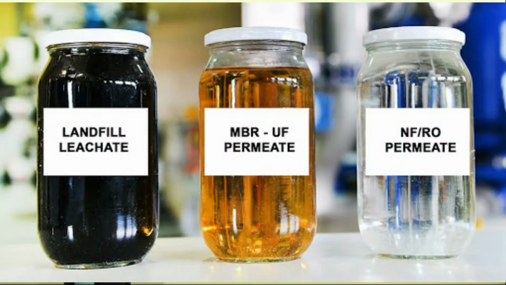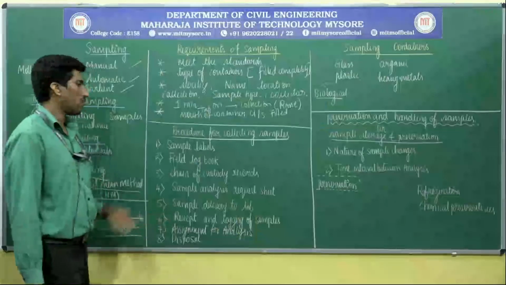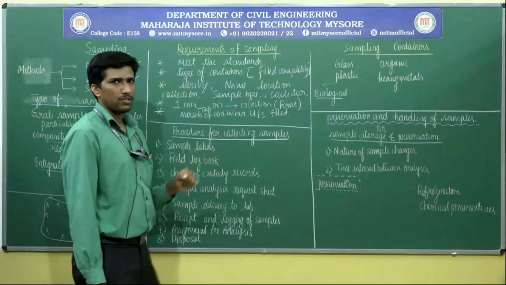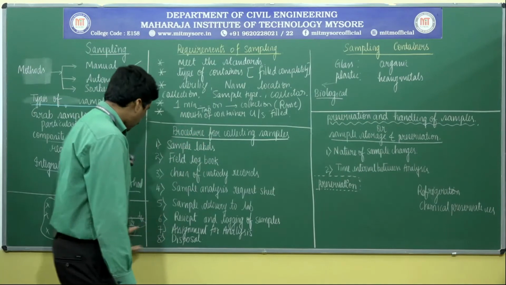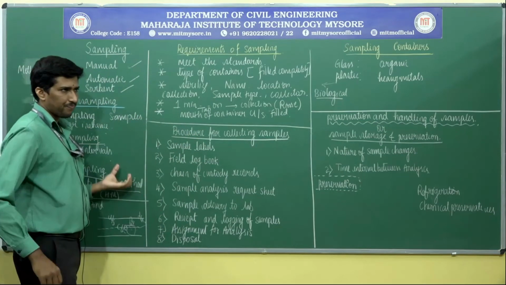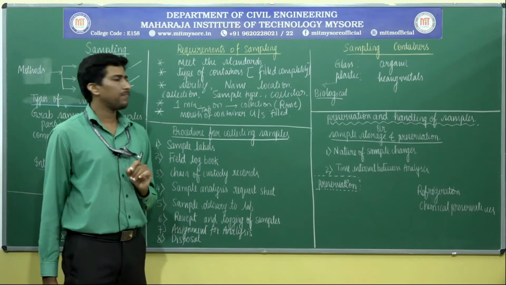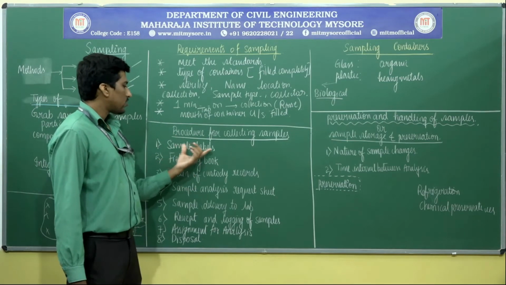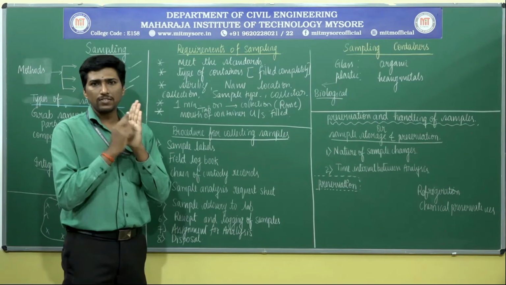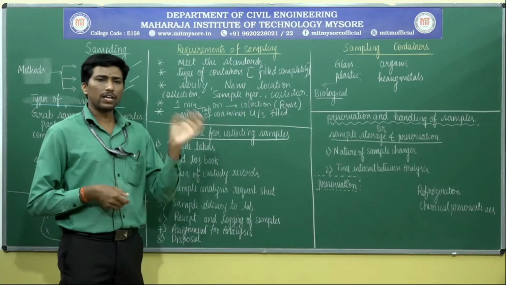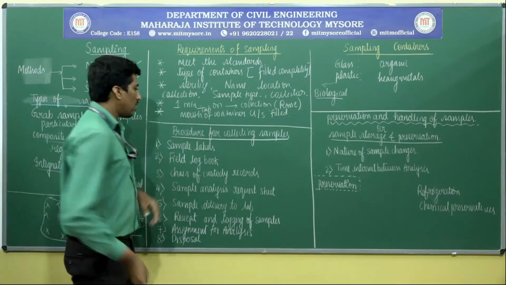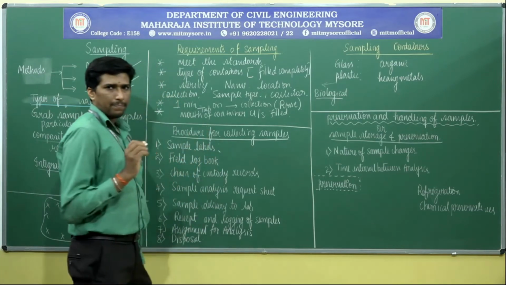Next, procedure for collecting the samples. After the requirements, you need to have a set of procedures. What are those? Sample labels. When you collect the water using sample cans or bottles, the sample label has to be placed there. After the collection, it has to be stuck on with gum.